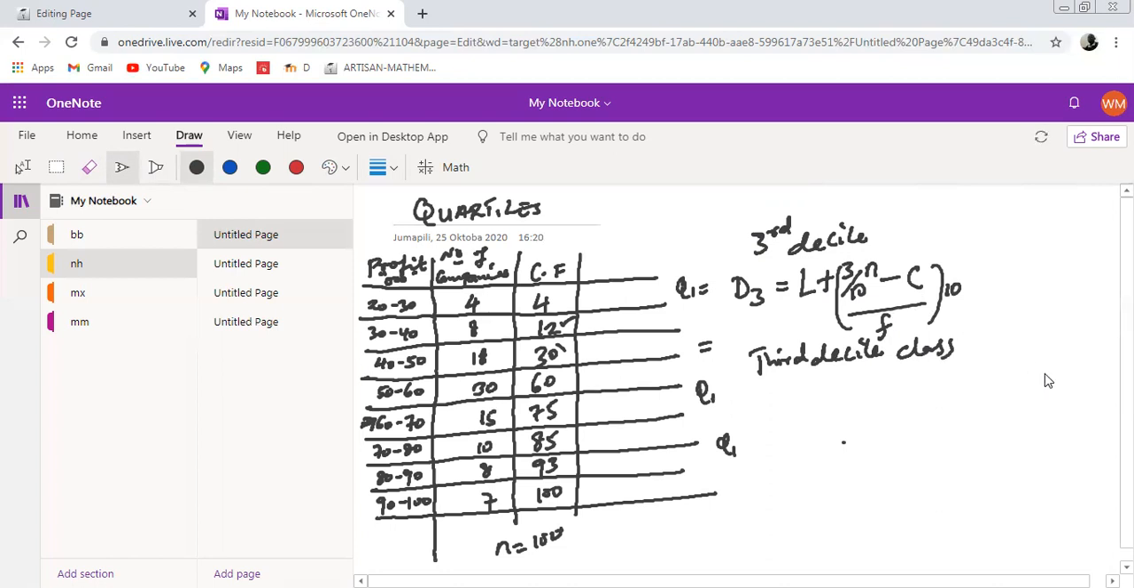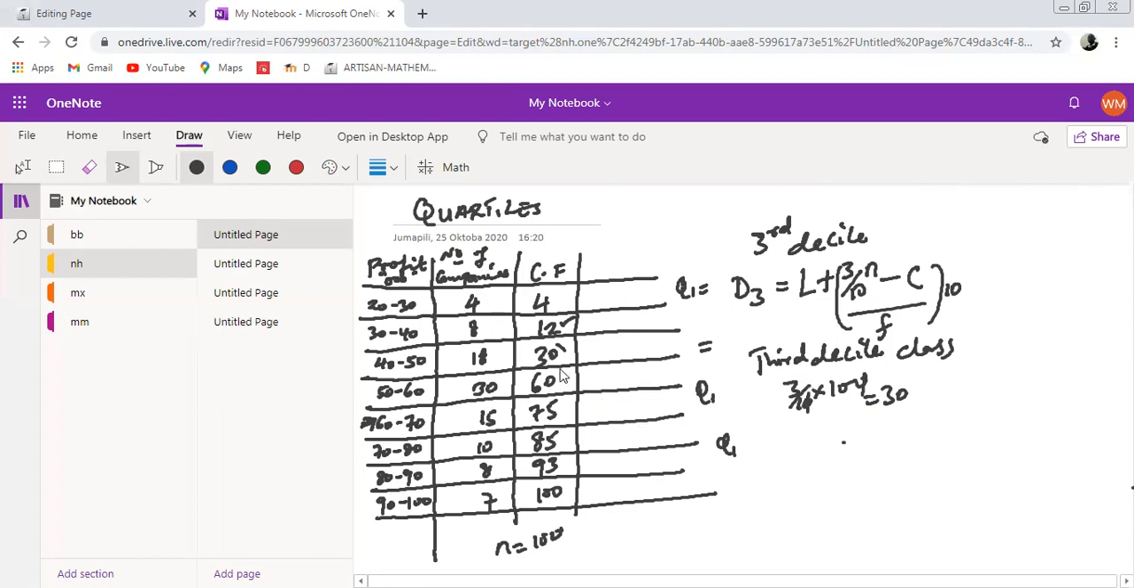And how do you locate the third decile class? The same way you come to this part here. In this case, we have 3 over 10n. You just compute 3 over 10 times n, which is the total frequency here. It's 100. You will find that this gives you 30. So the 30th company, because here we are talking about companies, is the one that has our third decile.